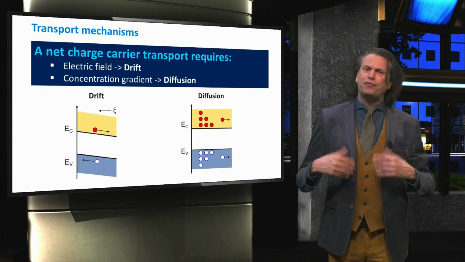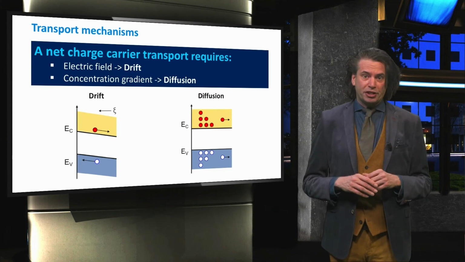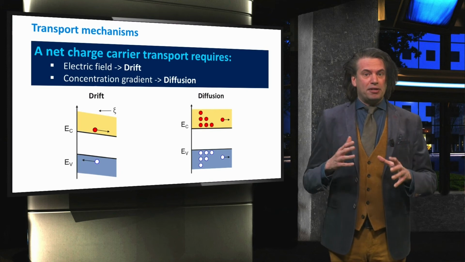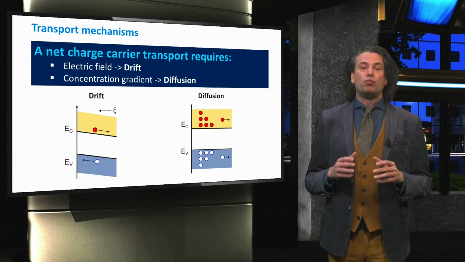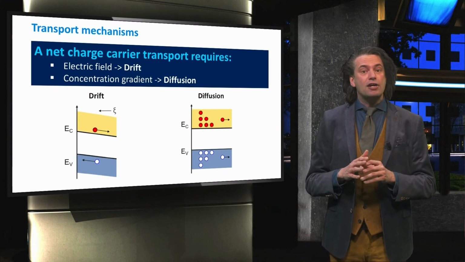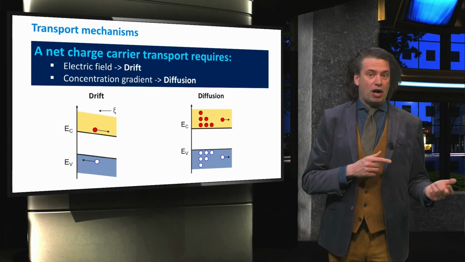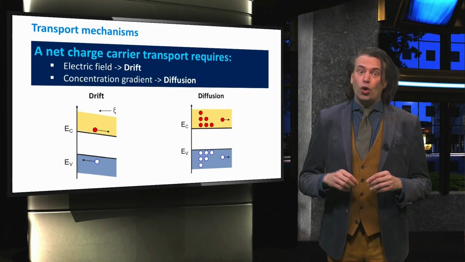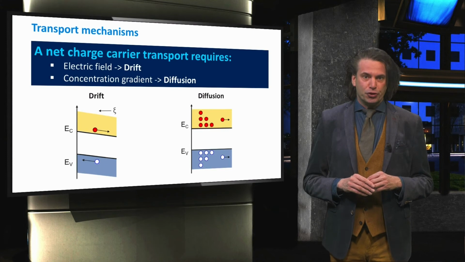On the other hand, diffusion is based on thermal motion and driven by a concentration gradient of charge carriers. Carriers will randomly flow in all directions. However, more carriers will randomly flow from the high to the low concentration region than the other way around. This results in a net flow of carriers to the low concentration region, giving rise to a diffusion current.